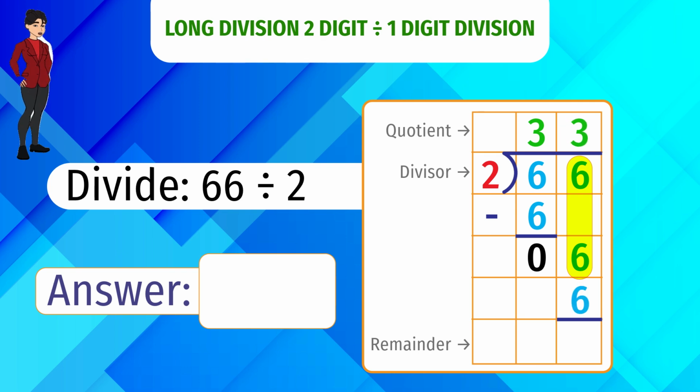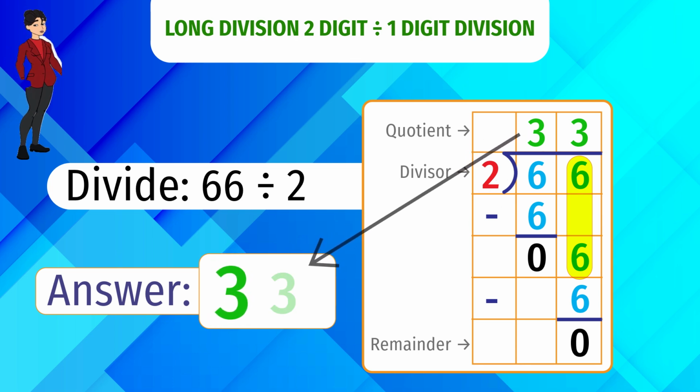Write 6 below the 6 of dividend. Subtract 6 minus 6 equals 0. So remainder is 0. Quotient is 33. Your answer is 33.